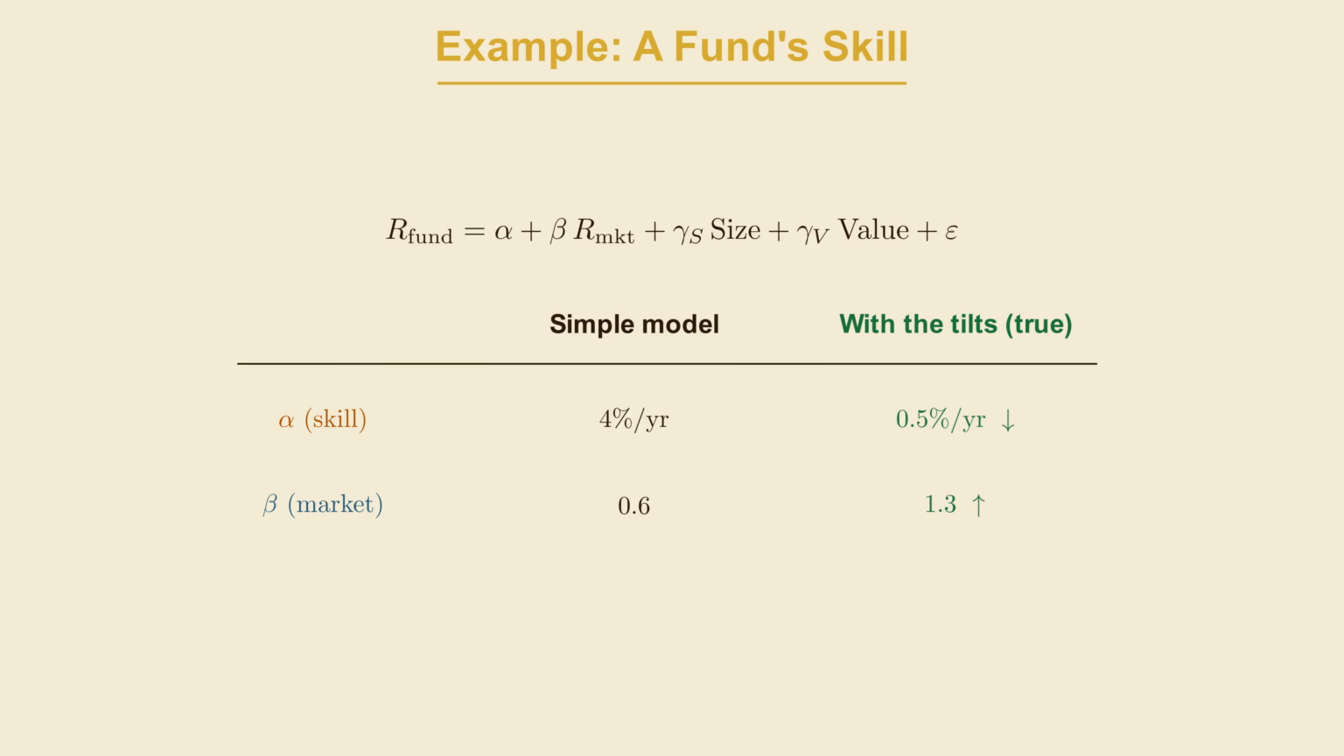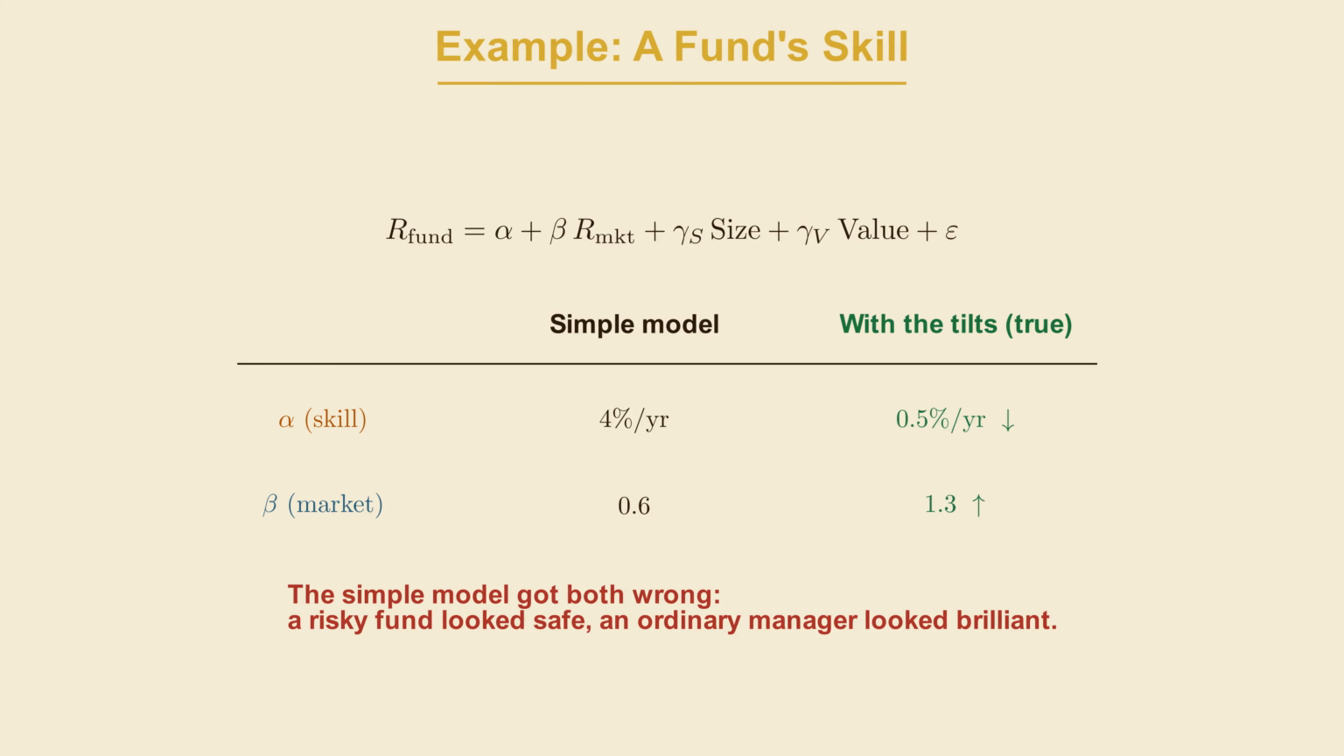So in reality, the simple model got both numbers wrong. It made a risky fund look safe, and it made an ordinary manager look brilliant. So how big is the bias, and which way does it push? There's a clean way to think about it.